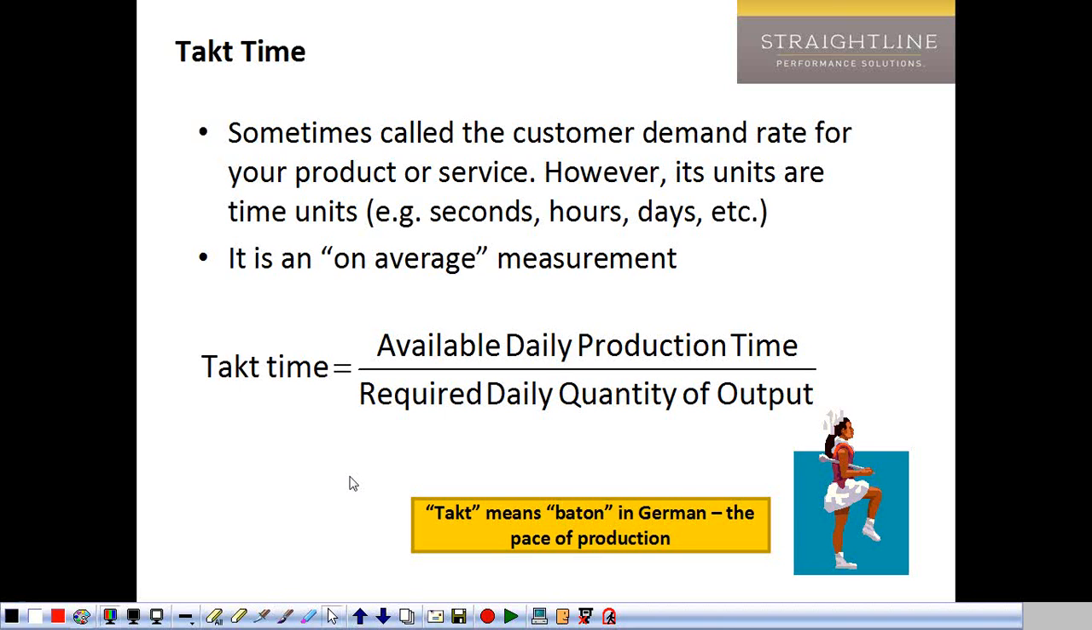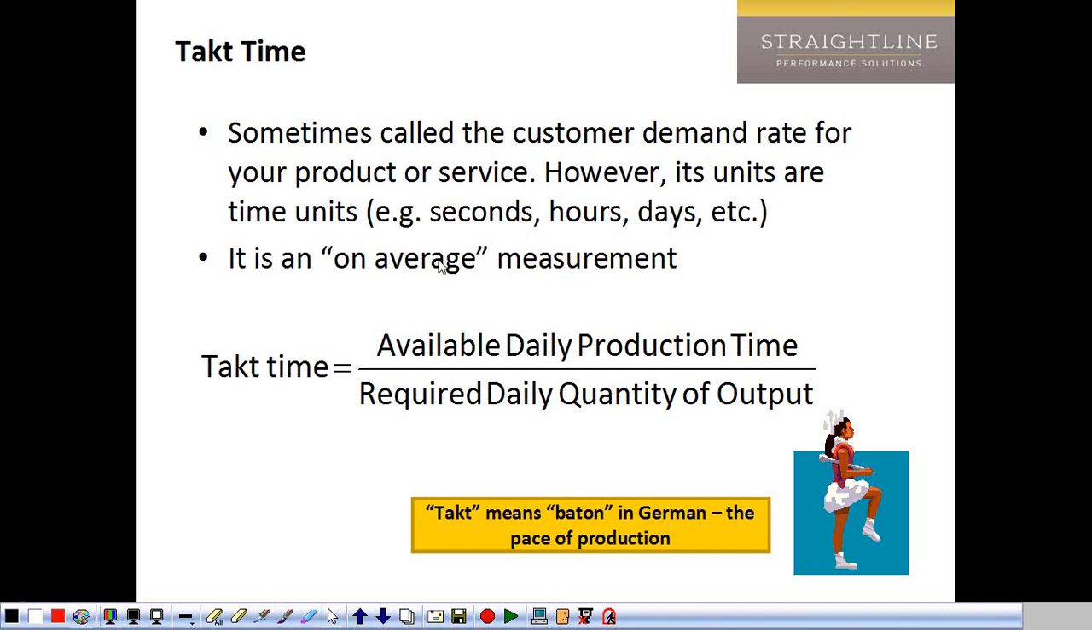In production-type environments, call centers, manufacturing lines and stuff like that, it's a very, very useful concept. In non-production environments, it's still a useful concept, but it's perhaps not so evident all the time. Essentially, it's sometimes also called the customer demand rate. What it really is: you look at the amount that you actually have to get done. That could be, I need to cover 2,000 phone calls in a day. That's my expected service level that I'll need to cover.